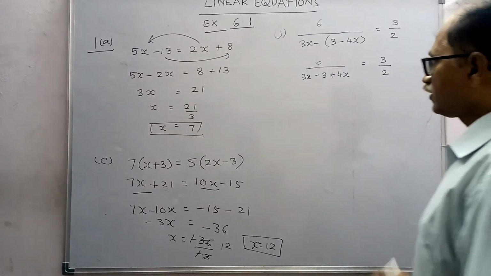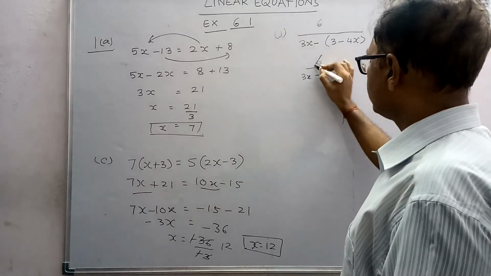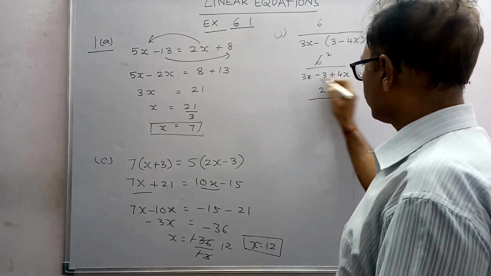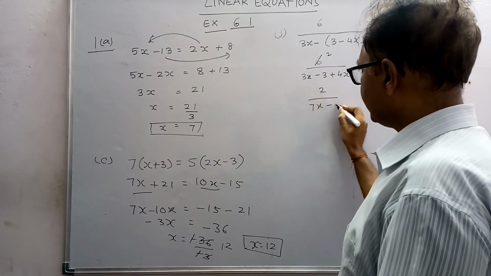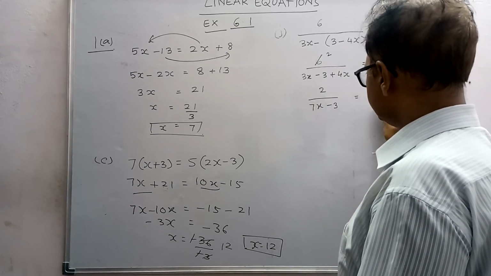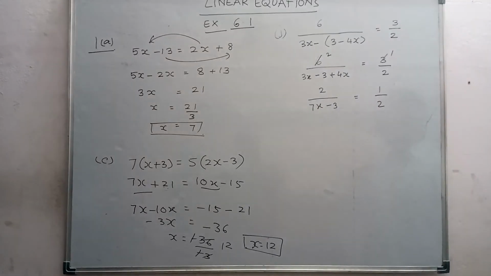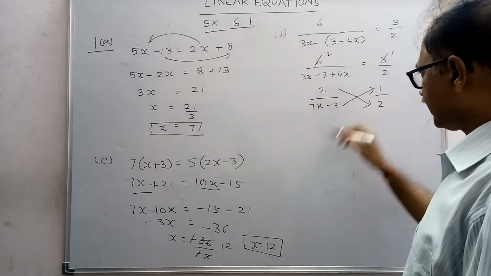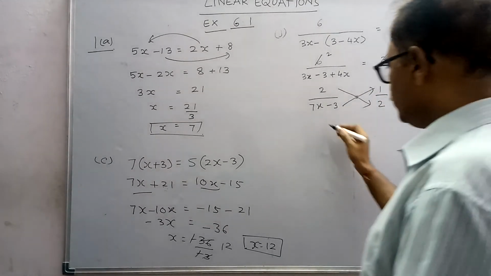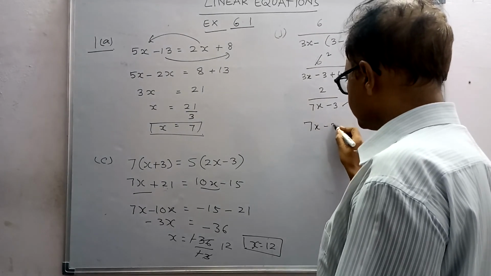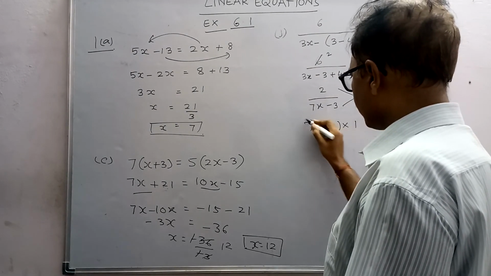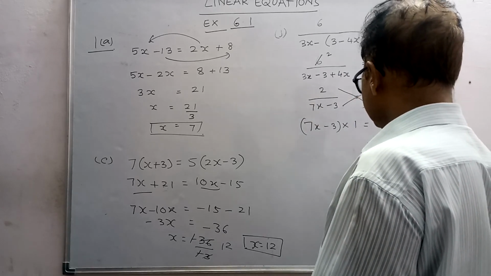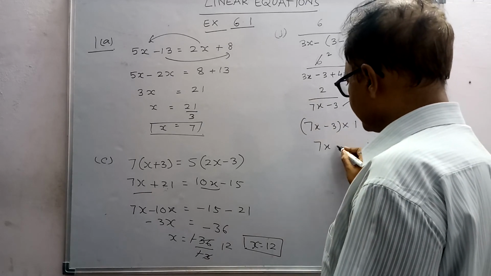So here you see 3 ones are 3 and 3 twos are 6. So you will get 2 upon 4 plus 3, 7x minus 3, is equal to 1 by 2. Now you will do cross multiplication. Cross multiplication means this multiplied by this and this multiplied by this. So you see 7x minus 3 multiplied by 1, and here 2 into 2.